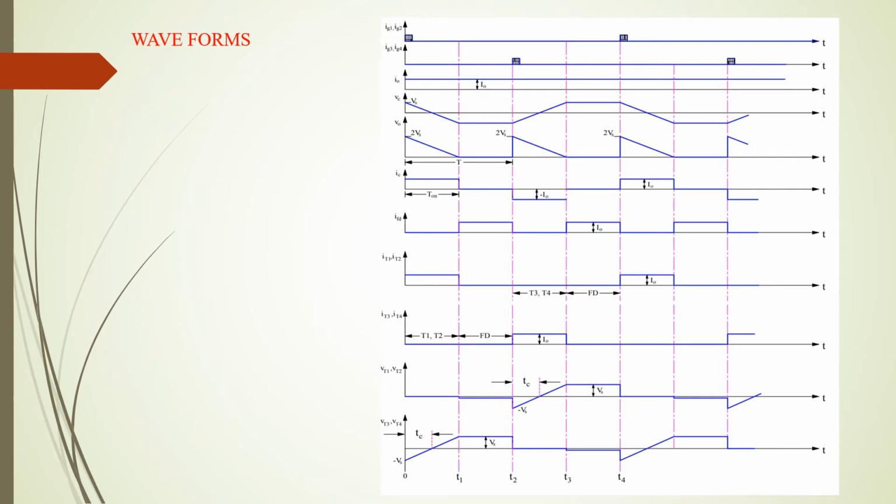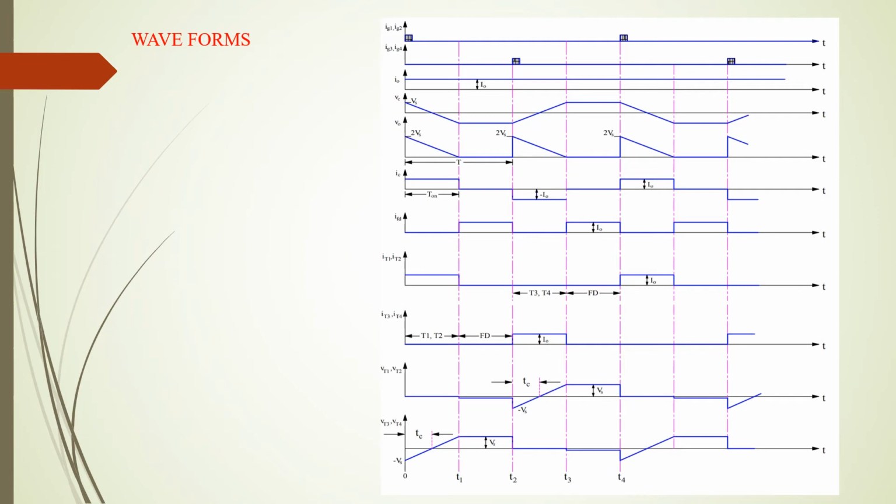Ig1 and Ig2 are the triggering currents, that is the gate currents of thyristor 1 and thyristor 2, and Ig3 and Ig4 are the triggering gate currents of thyristor 3 and thyristor 4. Here at t equal to 0, thyristors 1 and 2 both are triggered, and at t2 the thyristors 3 and 4 are triggered. Let us see what the waveforms of thyristors T1 and T2 are when they are triggered at t equal to 0.